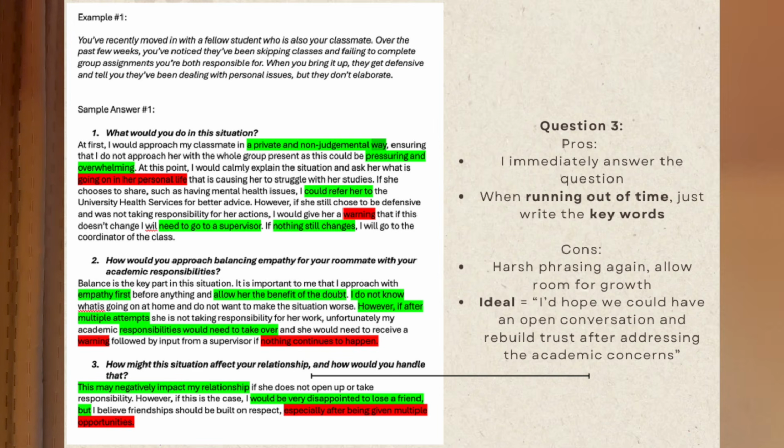The end of this sentence can come off quite harsh, and I would ideally want the phrasing to sound something more like, I'd hope we could have an open conversation and rebuild trust after addressing the academic concerns. This obviously sounds a lot better as you're allowing them the opportunity to improve and grow rather than my initial answer that does immediately cut them off. I should have left it more open-ended.